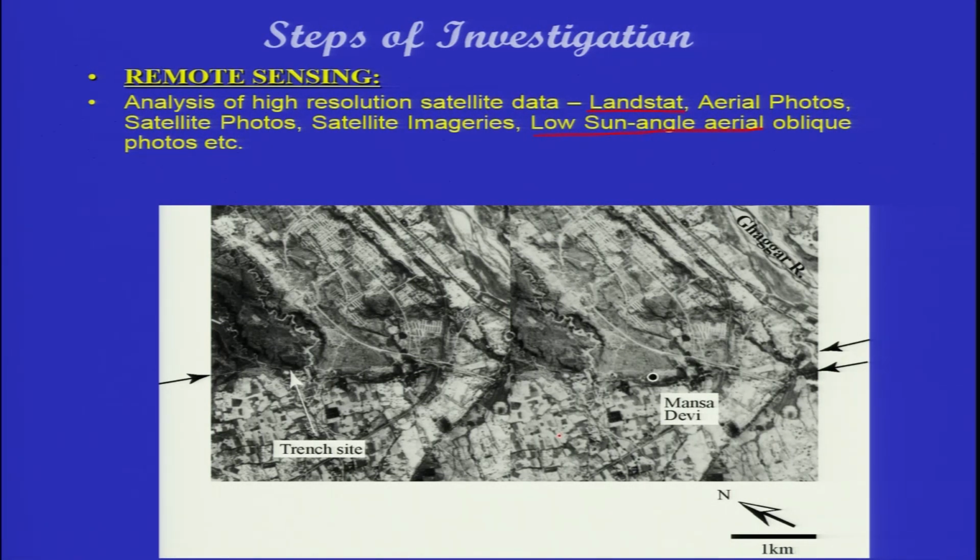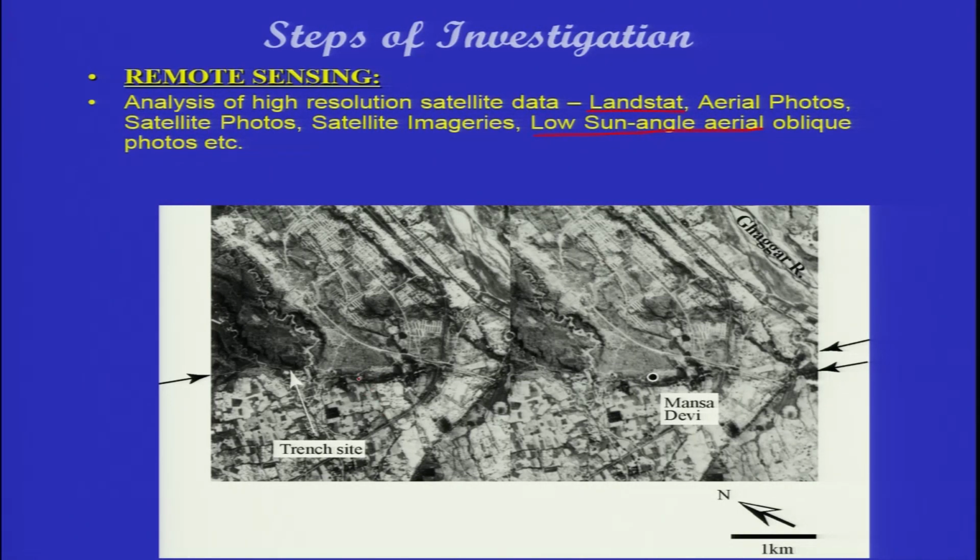What you see common here is this drainage, this drainage is the same, this portion of the land is the same, and based on that you can identify the features. The arrows which have been marked here show the trace of the active fault. Even with the naked eye, you can do that.